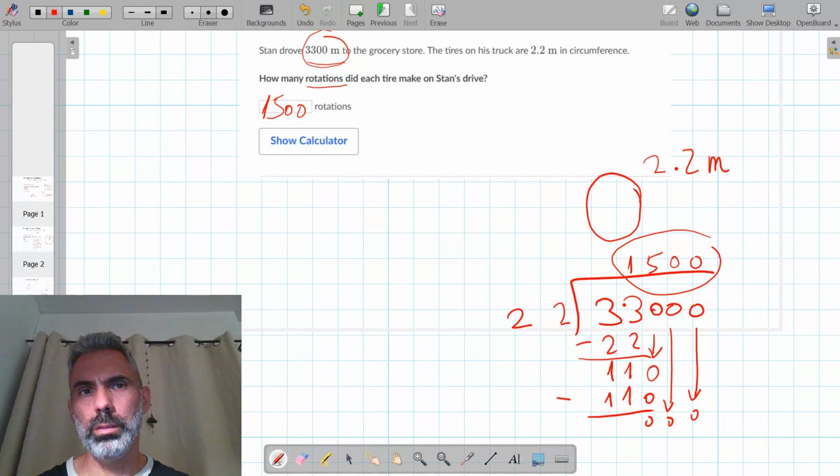And each tire made the same number of rotations because they're all revolving at the same time. Okay.